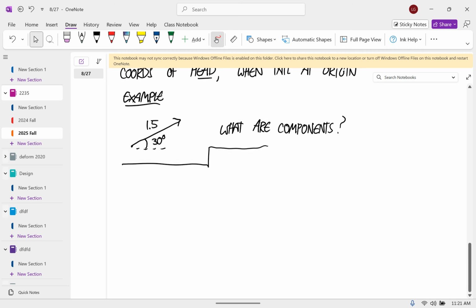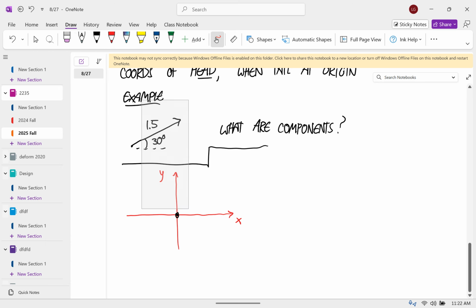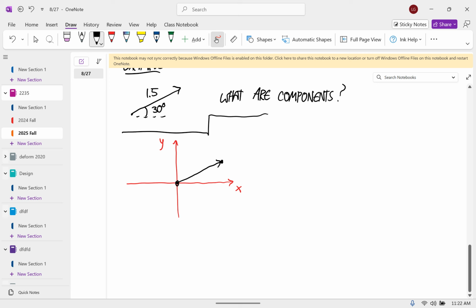So the way you would do that is you would think of the coordinate system, put the tail of the vector at the origin, and then it's just a problem of calculating the coordinates of the head. You can always do that as, so think of, we already know that the length is 1.5.